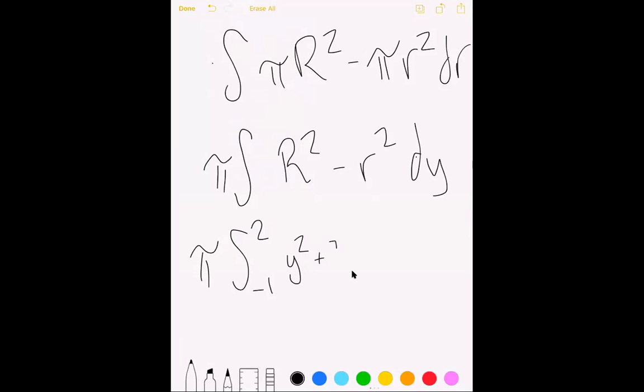Wait, wasn't our big R the one that was further away? Oh yeah, just the negative x, my bad. Negative x squared minus, is it y minus 2? Do y'all remember? It's 2 minus y squared.